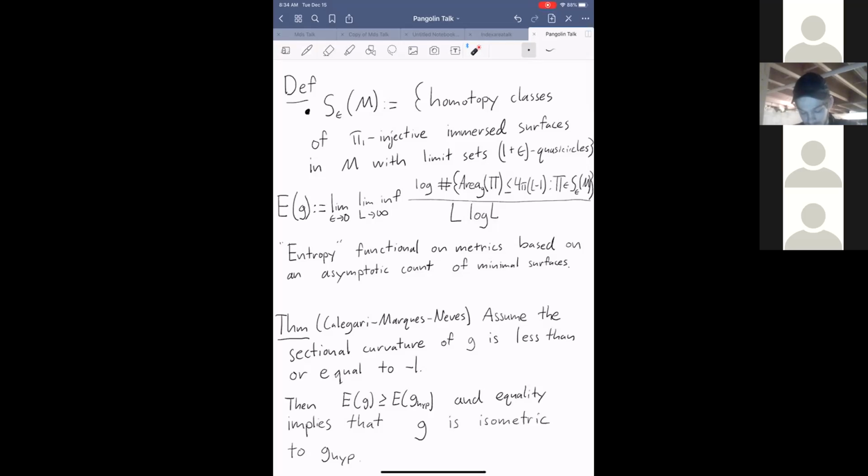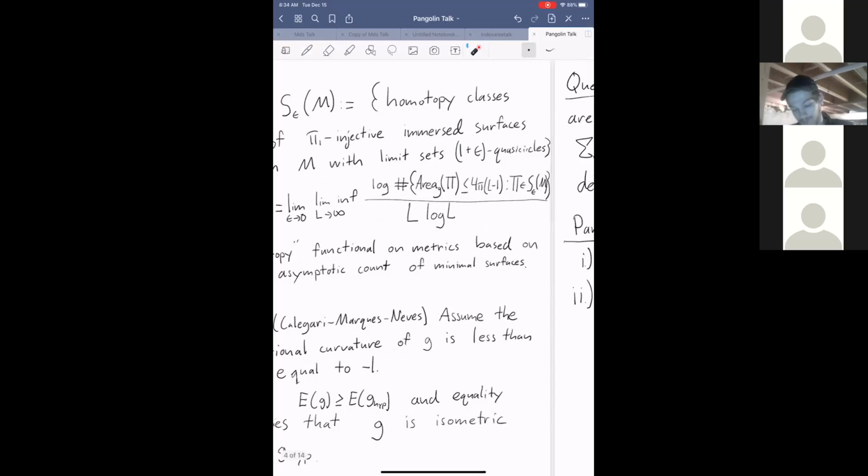That's the theorem that's kind of the starting point for my work. You define this entropy functional in analogy to what happens for geodesics, and here you're able to prove a theorem, and the analogy works out. So you can ask whether other things that are true for geodesics are also true for the minimal surfaces that correspond to these S epsilon events.